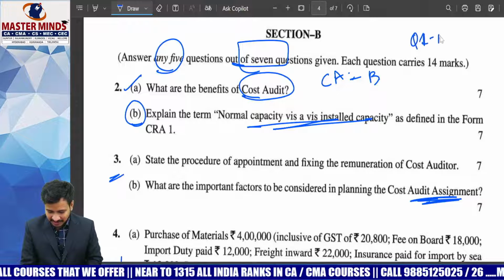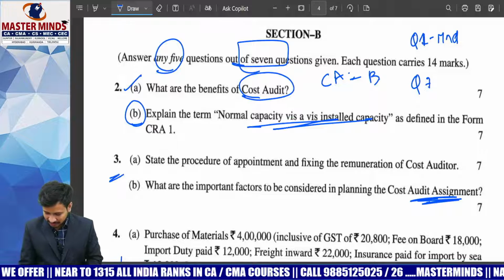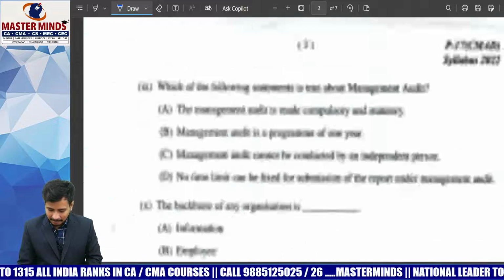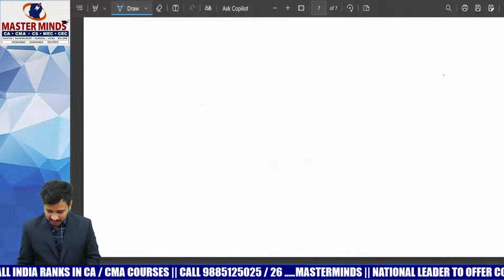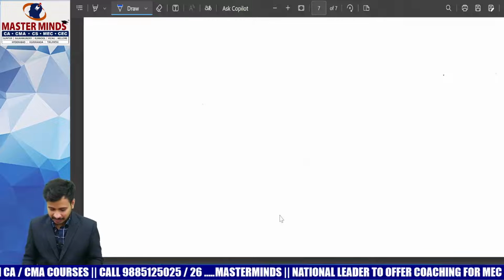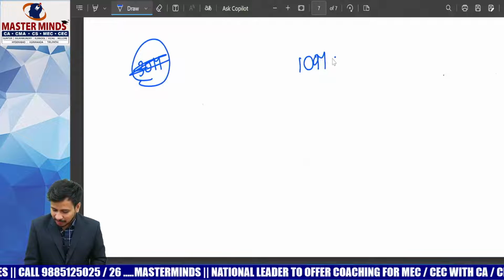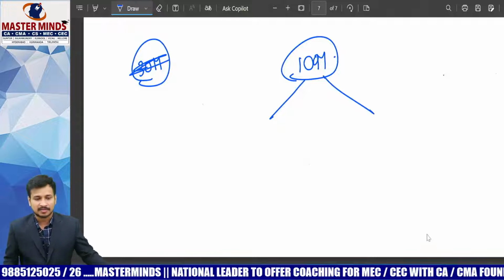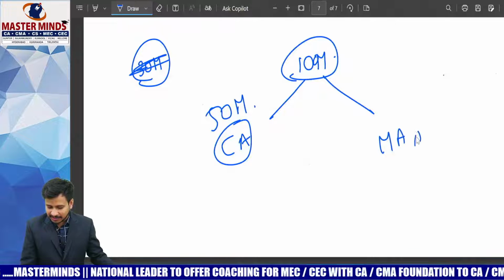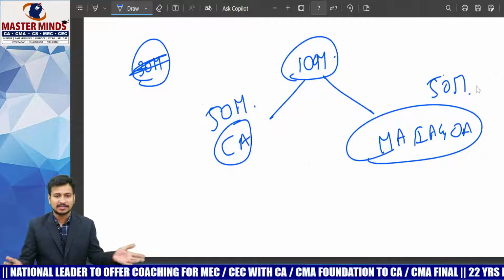Question number 1 is mandatory, and the last question, that is question number 7. He made it like this. Actually, to tell you, this attempt I've shown you, that's fine. In the previous attempt, how he had framed it: the total 100 marks of your paper is bifurcated into 2 parts. Cost audit, 50 marks. Management audit, internal audit, and all the other audits is for 50 marks. This is how he had separated.